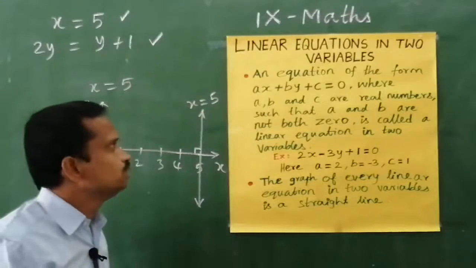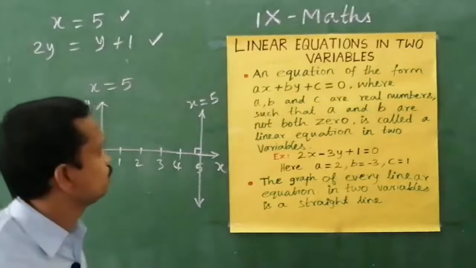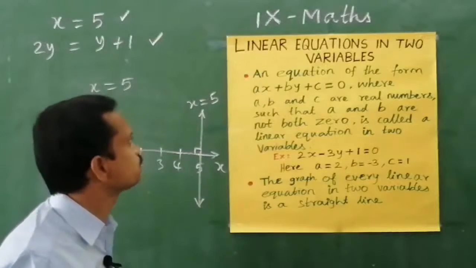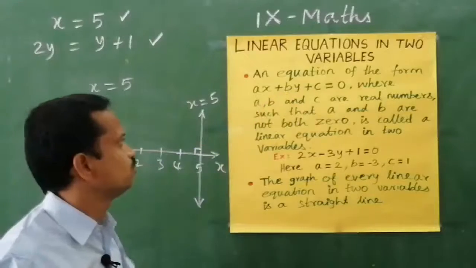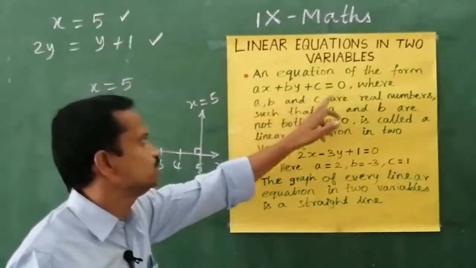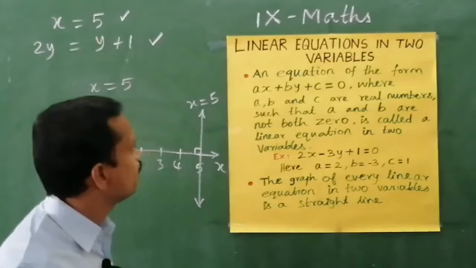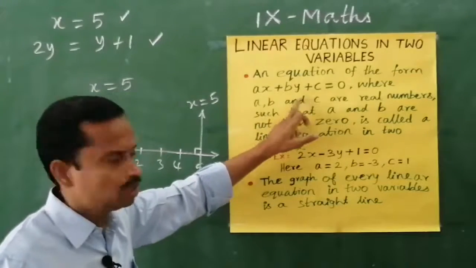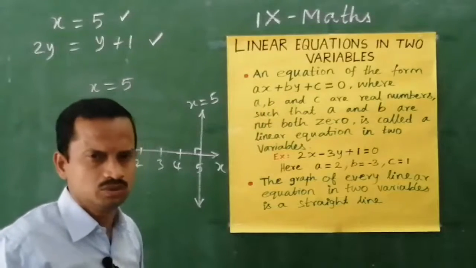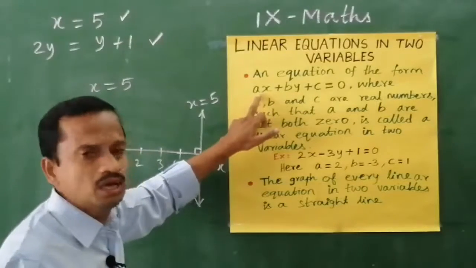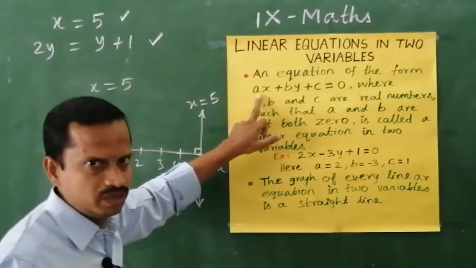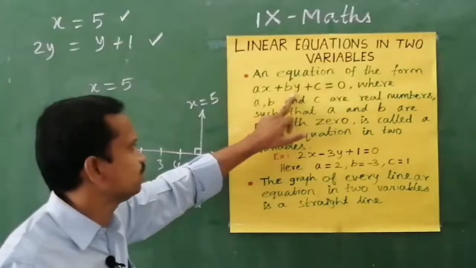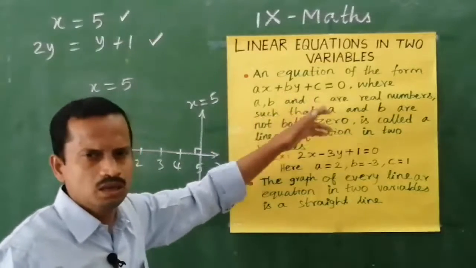Now, we are going to see linear equation in two variables. Here comes a definition: an equation of the form ax plus by plus c equal to 0, where a, b, c are real numbers, and x and y are the two variables. a, b, c are real numbers or constants. a is the coefficient of variable x, b is the coefficient of variable y and c is any constant.